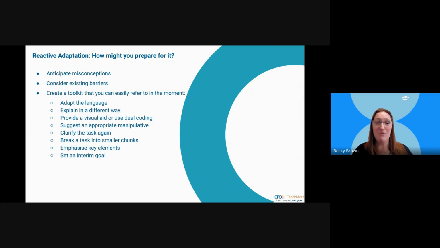Setting an interim goal. So this is about breaking down those risks a bit more, maybe just start small with what you're expecting. Providing a prompt, and that could be you questioning, those prompting questions we talked about. It could be a maths mat, it could be a question on the working wall, could be something you've written on a whiteboard, just something that's going to remind a little bit, nudge in the right direction.